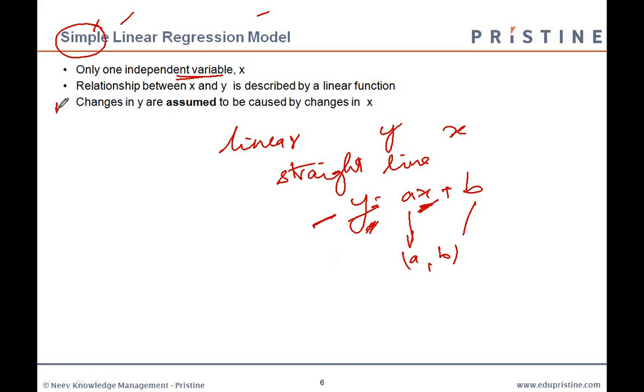Okay, and the last part is the most important. Changes in y are assumed to be caused by changes in x. That is, as I kept on saying, regression analysis is a functional relationship. It doesn't tell you causal relationship. It doesn't tell you which is cause, which is effect, which is independent variable, which is dependent variable. For that, you have to use your common sense. Okay.